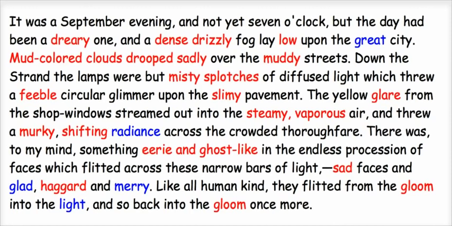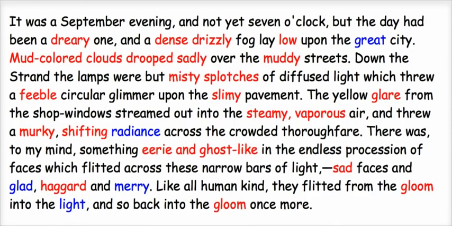There was, to my mind, something eerie and ghost-like in the endless procession of faces which flitted across these narrow bars of light. Sad faces and glad, haggard and merry. Like all humankind, they flitted from the gloom into the light, and so back into the gloom once more.